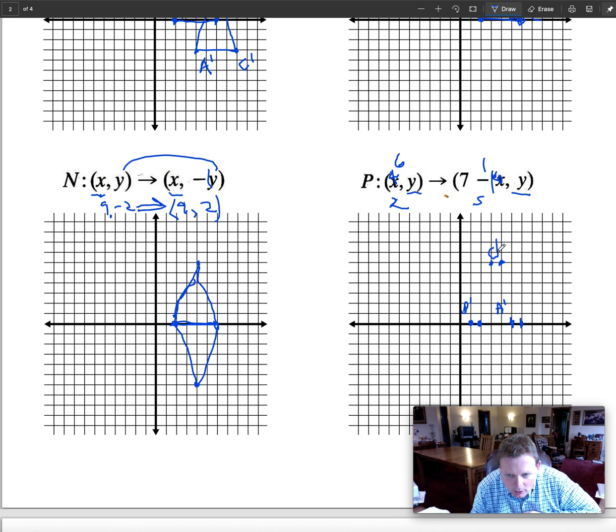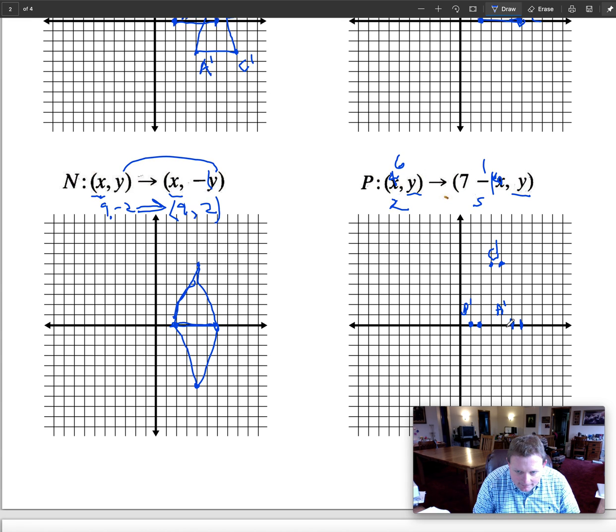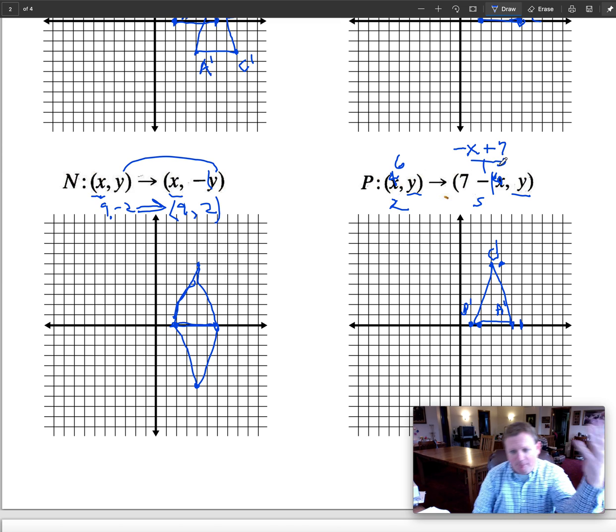So what happened to this one is it is an isometry, but it slid and flipped. Because normally we would write this as the opposite of x, negative 1x plus 7. So it means it slid to the right 7, but then it flipped back, and that's where it's at. So it is an isometry, and if I want to know what the preimage of 9, 2 is, you just do negative 2, 9, and plug it in.